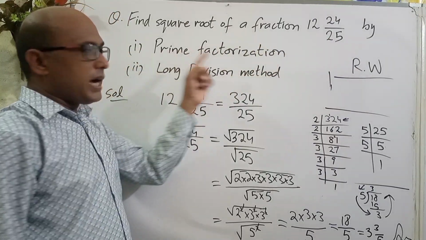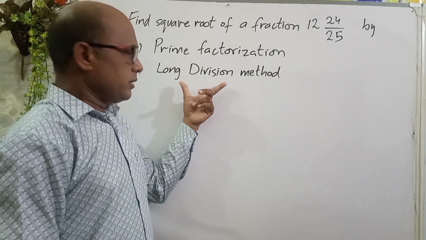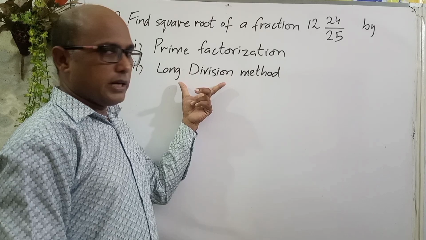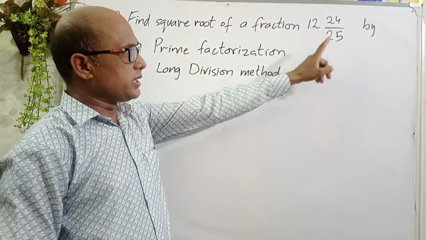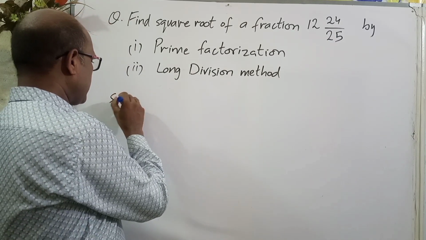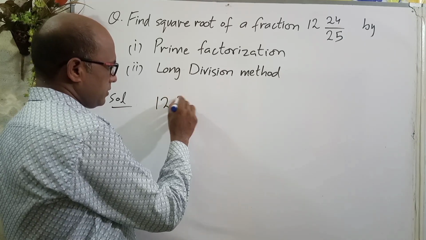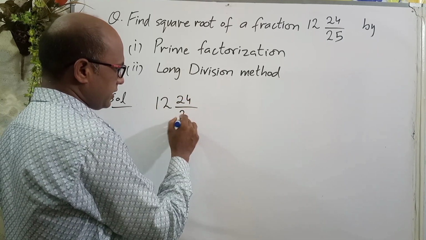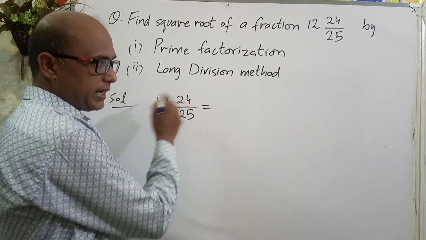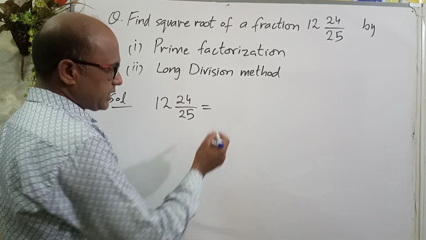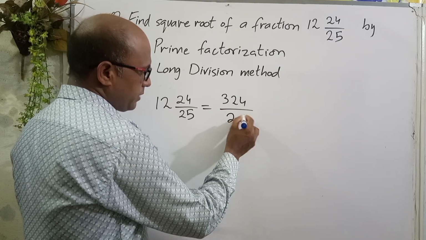by prime factorization. Students, now we have to use a long division method to find the square root of the given fraction. So let's start our solution. First of all, we'll write the given fraction or the mixed number as it is. By breaking the mixed number into a fraction, we get 324 divided by 25.